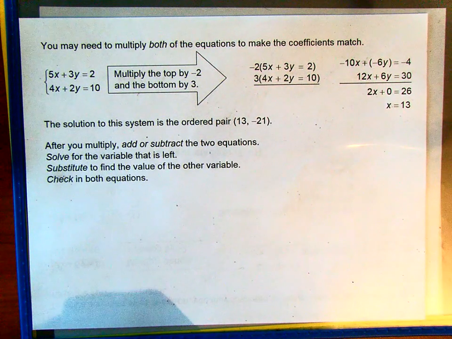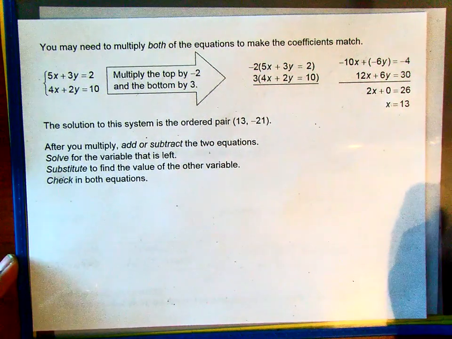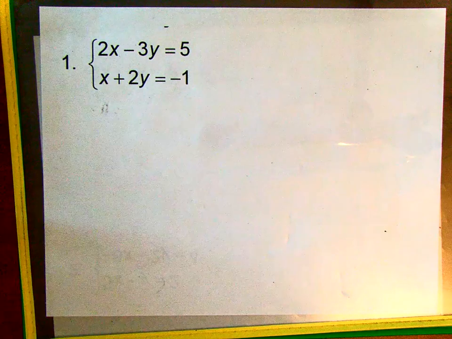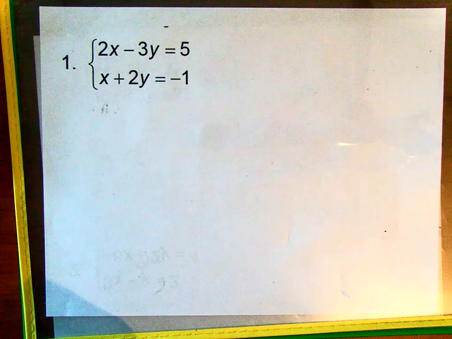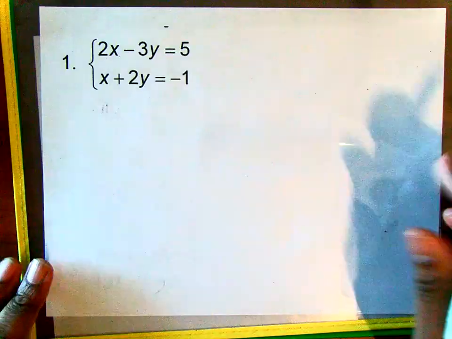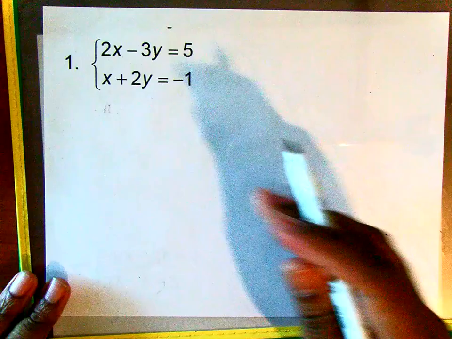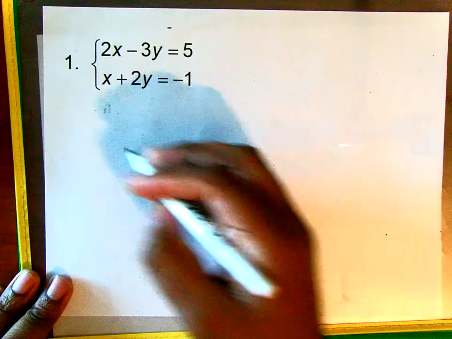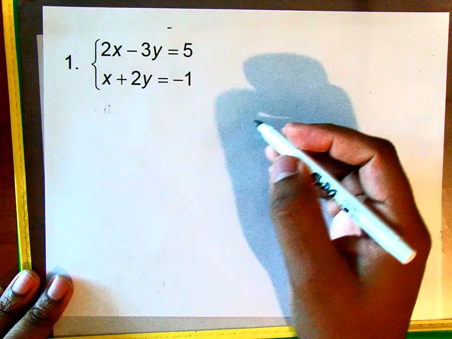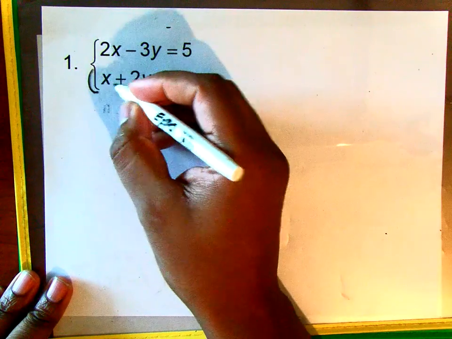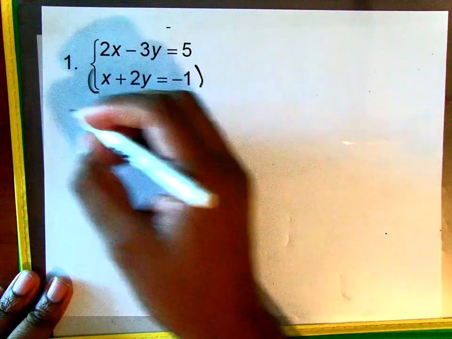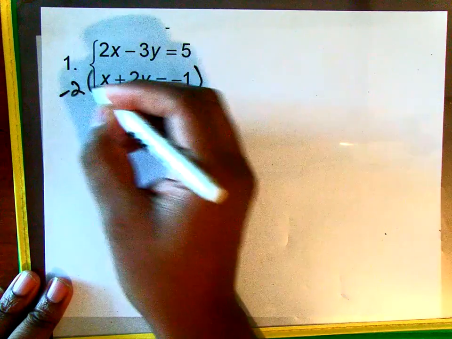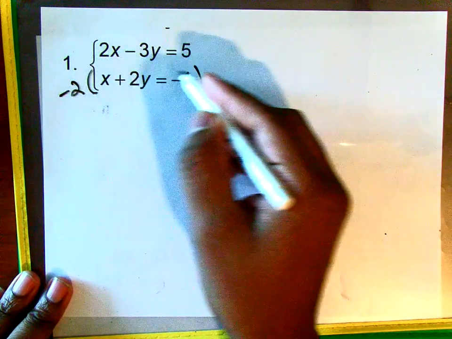So what I'm going to do is work out a couple of problems so you can see that in action. All right, so here's the first problem. Right away, I'm unable to add and have it cancel out and give me 0. So I need to change it. The easiest one to change would be this x here. And the way I'm going to do it is kind of like the distributive method. I'm going to put a -2 here and distribute all the way across.